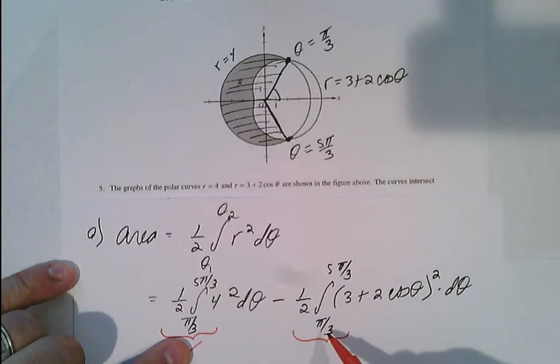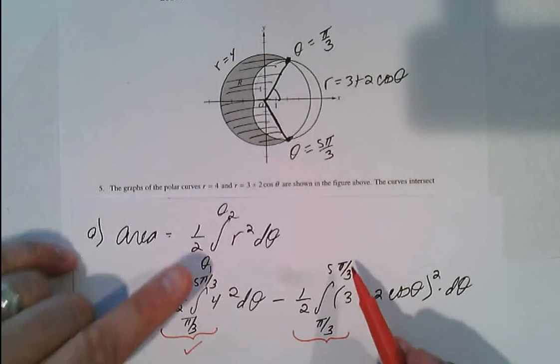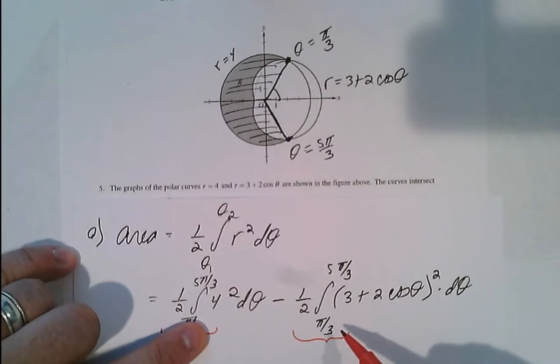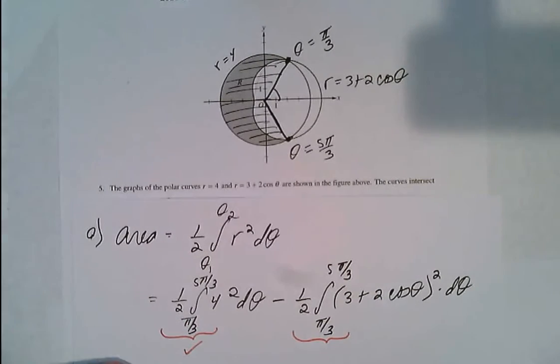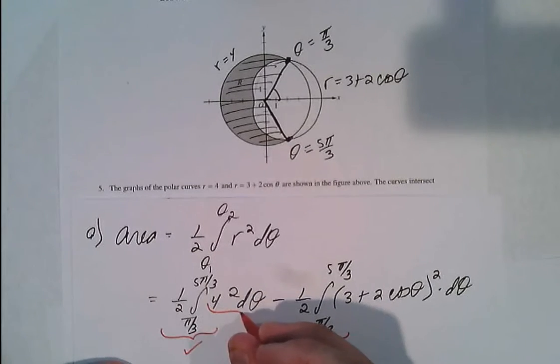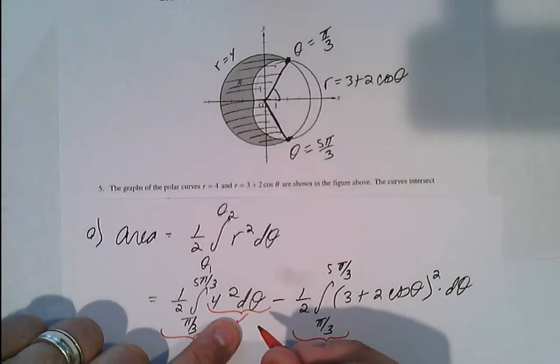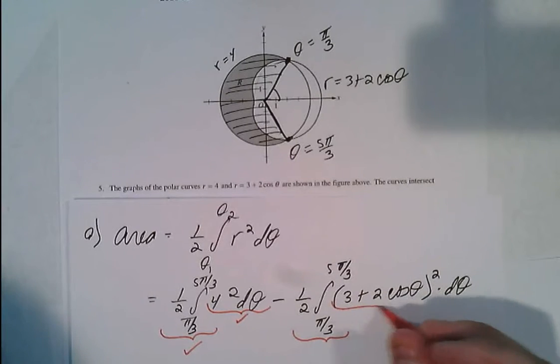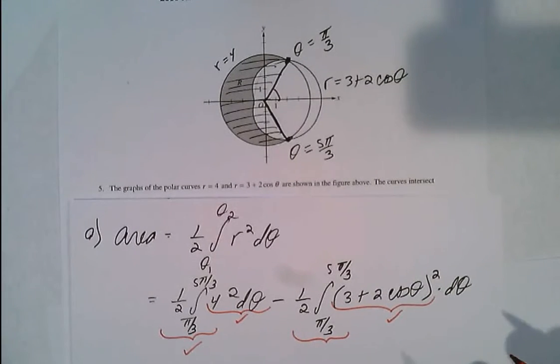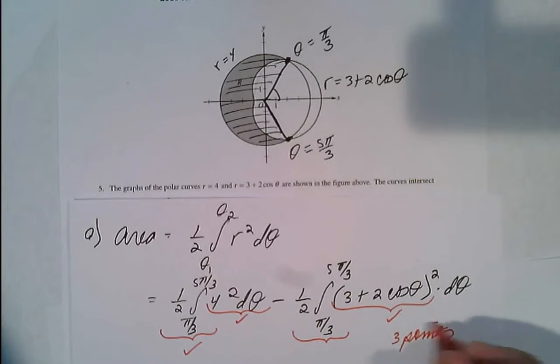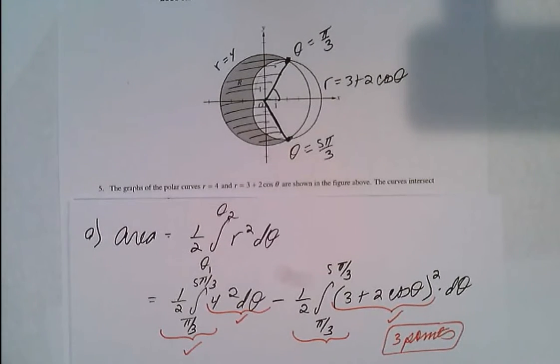Both integrals are being evaluated at pi over 3 and 5 pi over 3. So I could combine these into one integral, but I saw it as two different ones. So I would say 1 point for the 4 squared with respect to theta, 1 point for the 3 plus 2 cosine theta squared with respect to theta, for a grand total of 3 points.